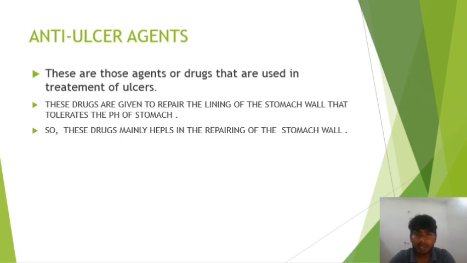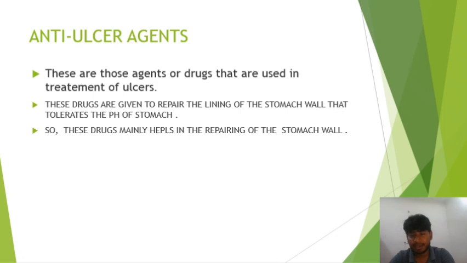So these are those agents or drugs that are used in the treatment of ulcer. Means ये वही हैं जो अल्सर को ठीक करने के लिए यूज होते हैं. These drugs are given to repair the lining of the stomach wall that tolerates the pH of the stomach. So these drugs mainly help in the repairing of the stomach wall.